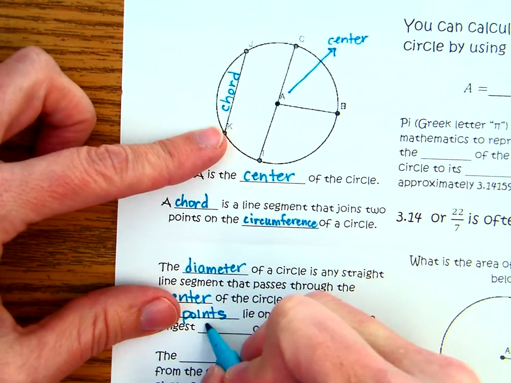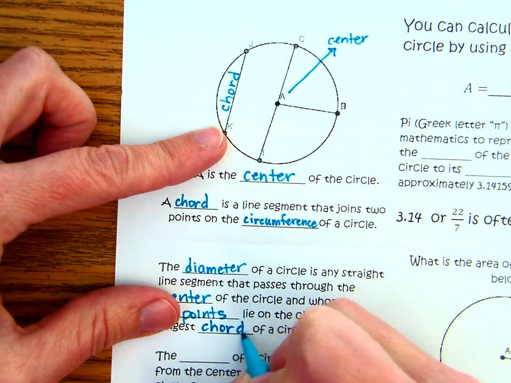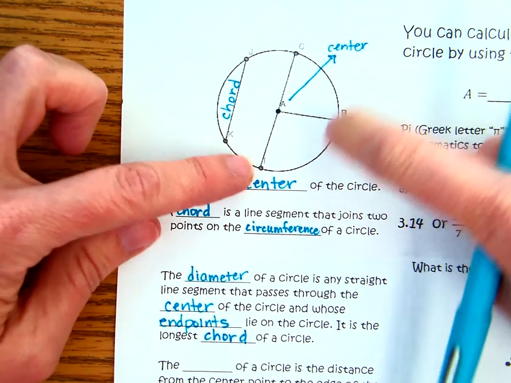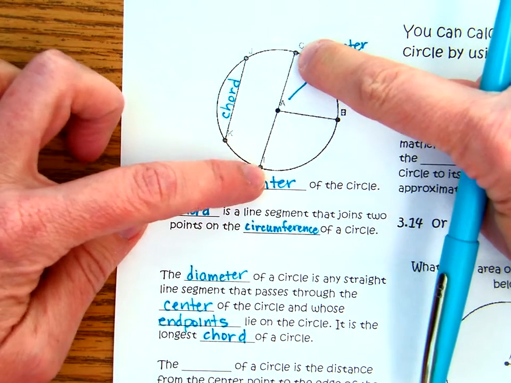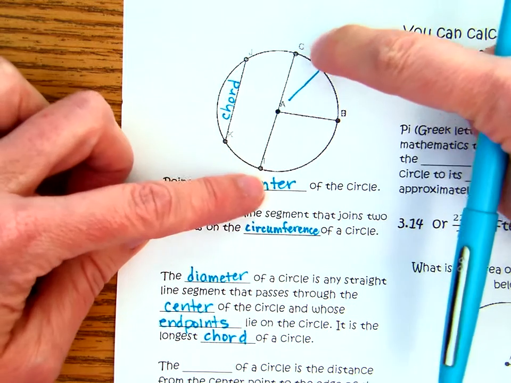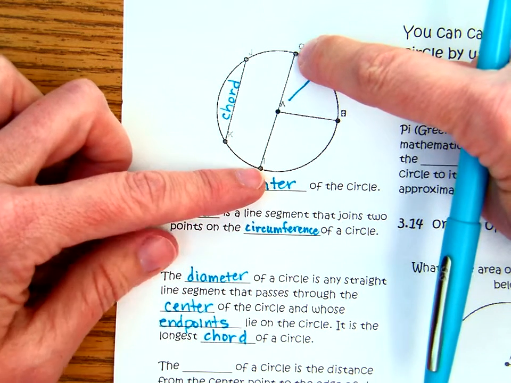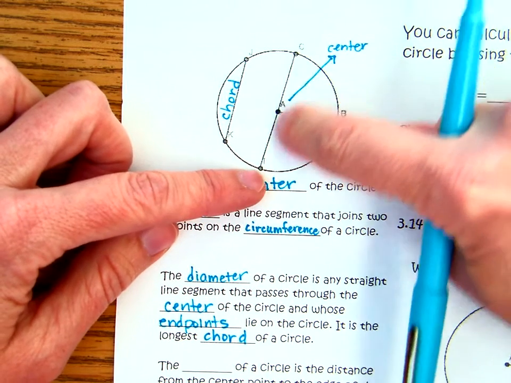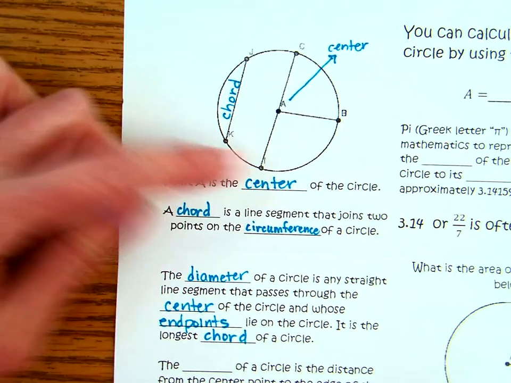So it turns out that that's the longest chord of a circle, because a chord just connects 2 points on the circle. So this is a chord, this is a chord, but it's also more specifically the diameter because it goes all the way through the center point.